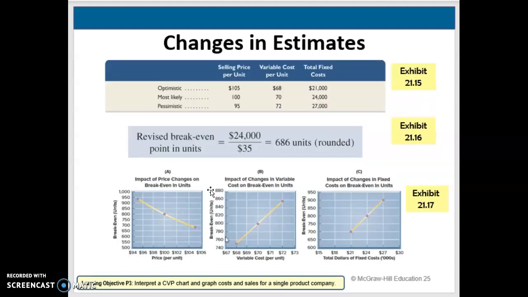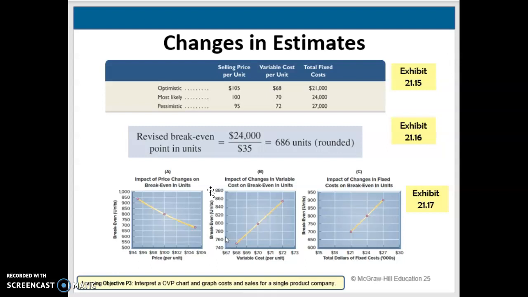All right, one last thing to talk about. Just like we had with depreciation, we can have changes in estimates here also when we're looking at CVP analysis, because it is using estimates. So it's important to know how those changes impact break-even. A manager might form 3 estimates for each of the components of break-even. They might have an optimistic, a most likely, and then a pessimistic view. The ranges of break-even points in units can be computed using that break-even formula.